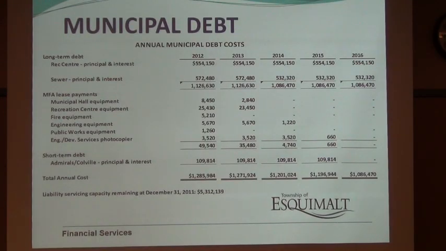Liability servicing capacity is a number that is recalculated every year. It's actually calculated as part of our audited financial statements. The number that I have here for 2011, we had an approved number for 2010. We wanted to update that, so this is an approximate number. But that $5.3 million symbolizes how much more in debt payments we would be allowed to incur by the province, by the inspector of municipalities. It doesn't mean that you can borrow $5.3 million, it means that you can borrow money that results in debt payments of $5.3 million and still be what the province considers solvent enough to make those debt payments.